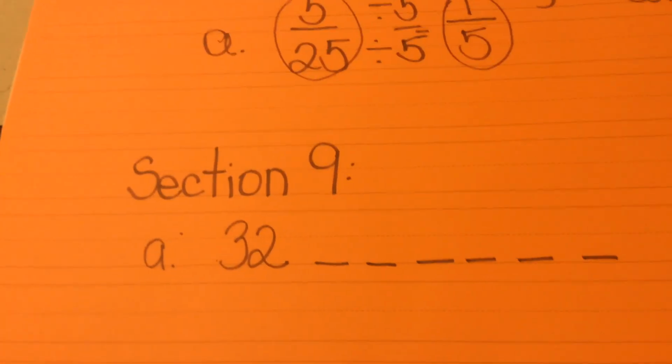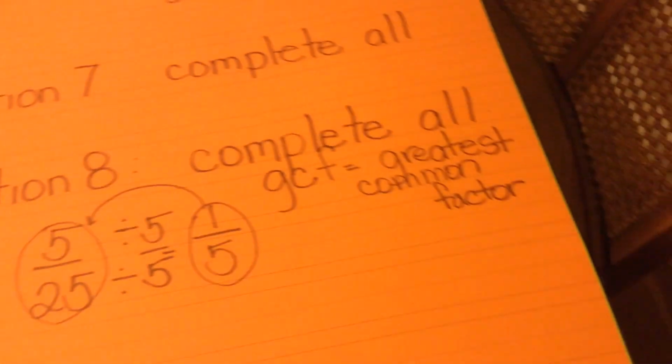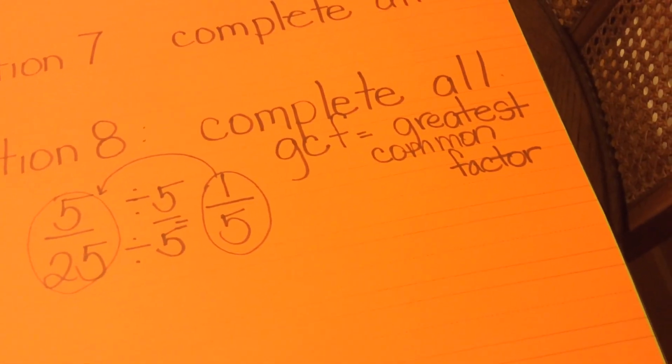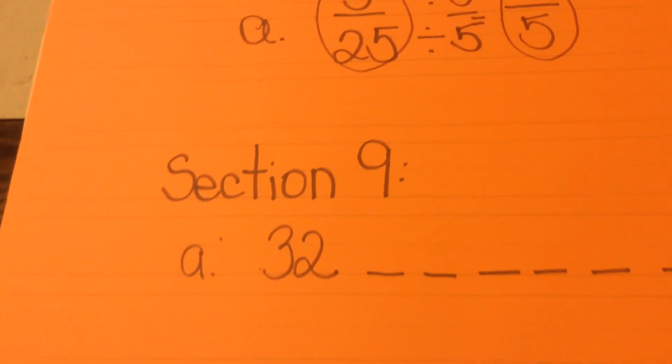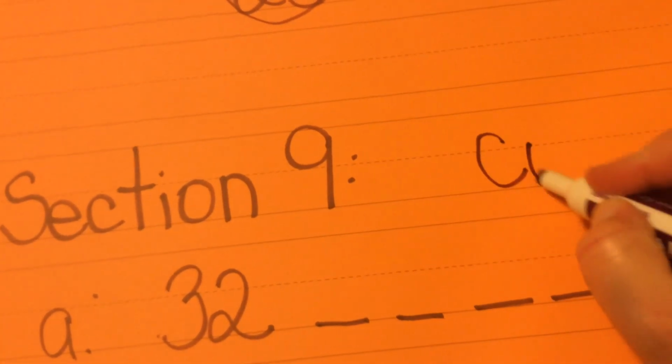All right, section 9. So section 8, complete all for me, please. Okay, complete all. All right, section 9. I want to do one together. This is also a complete all.